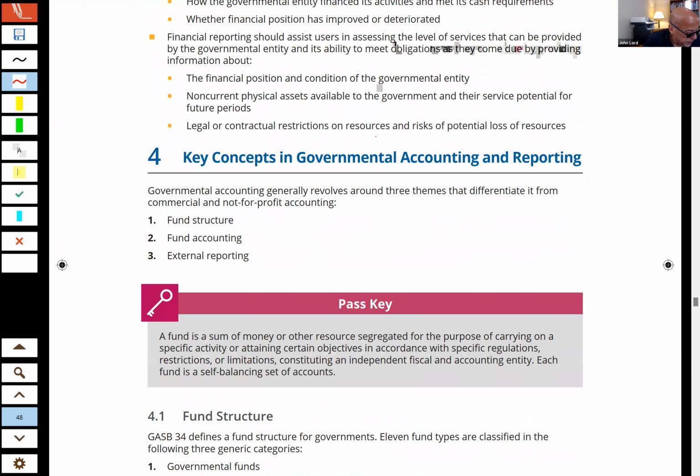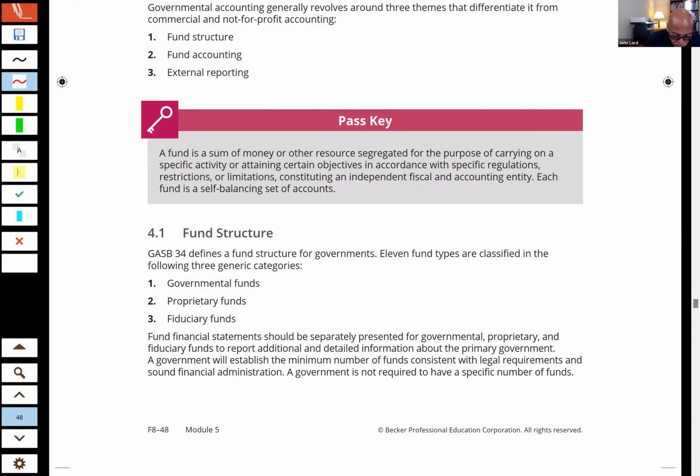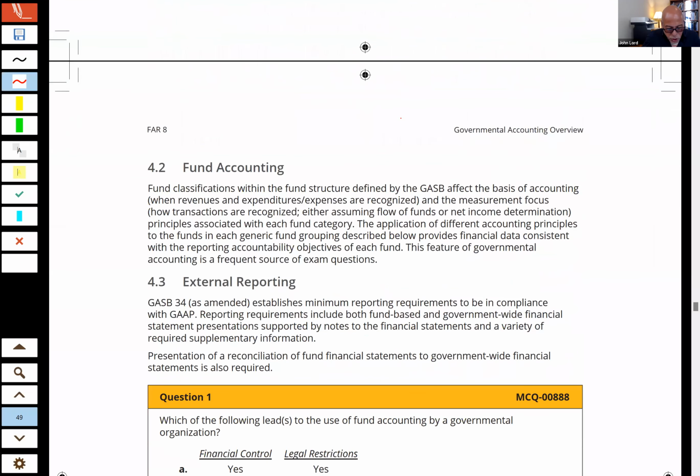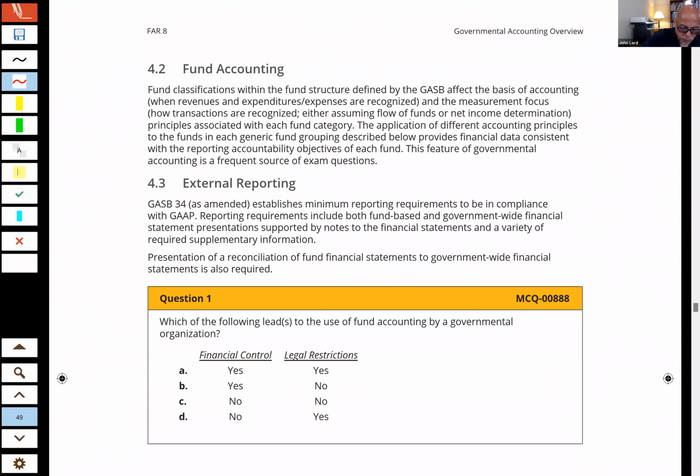What I want to look at is when they talk about, on this next page, external reporting, okay? Now, everything on the CPA exam dealing with government is external reporting, okay?